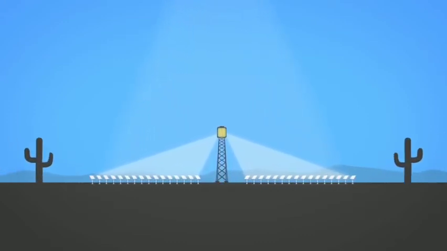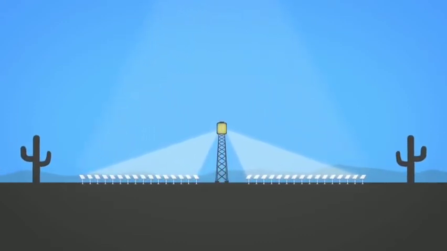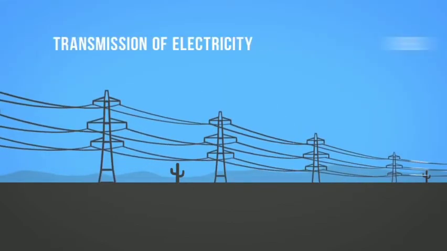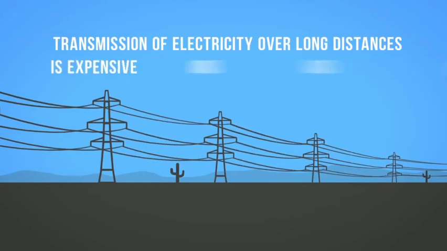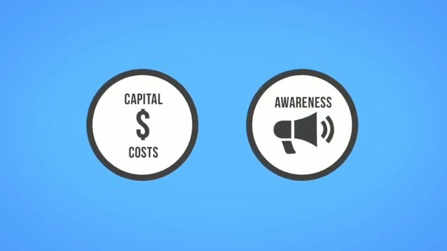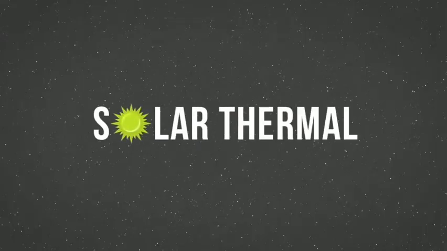A key disadvantage to CSP is that installations are normally located in remote desert areas. Given that steam turbines are required to produce electricity, water access and evaporation are concerns for the viability of the technology. In addition, transmission of electricity over long distances is expensive and can lead to distribution losses. Finally, practical challenges such as upfront capital costs and awareness can also be barriers to implementation of all forms of solar thermal technologies. That's solar thermal.